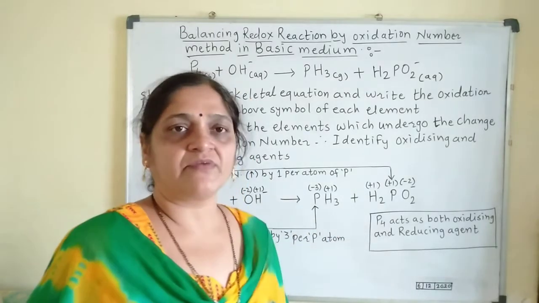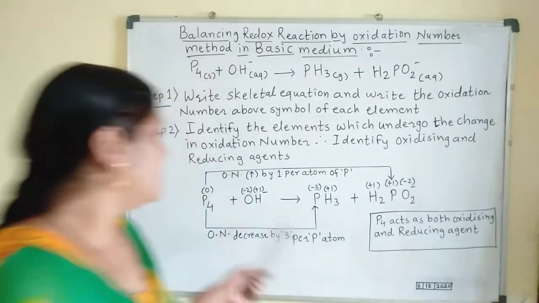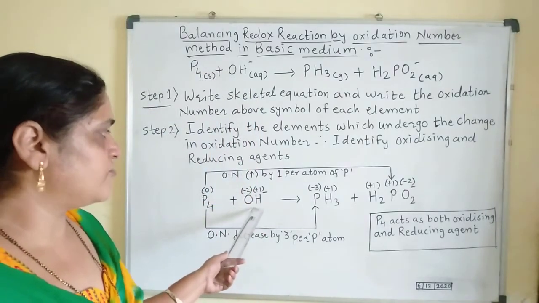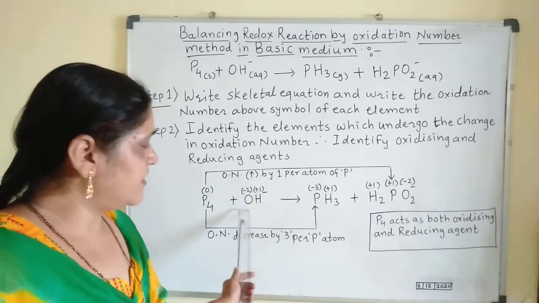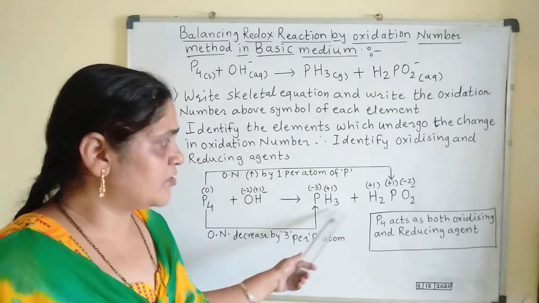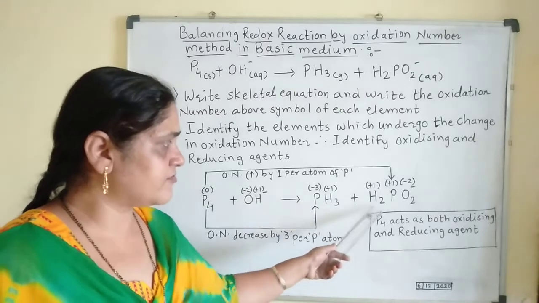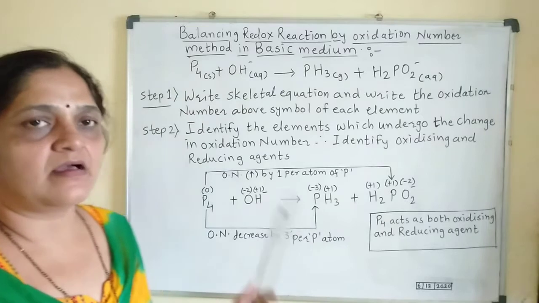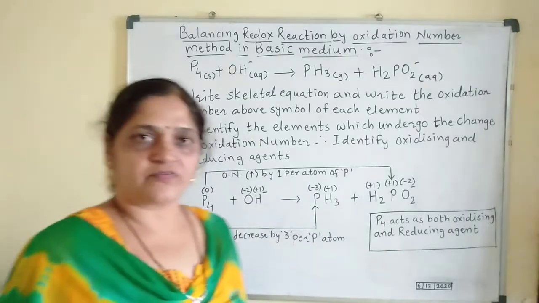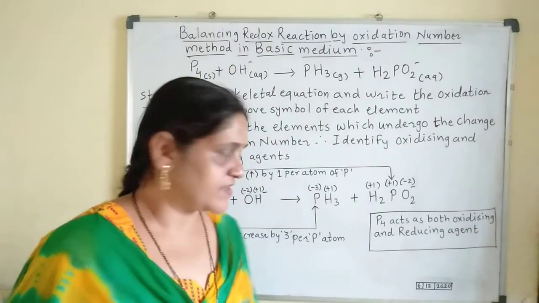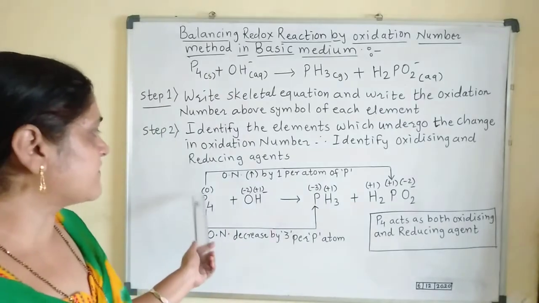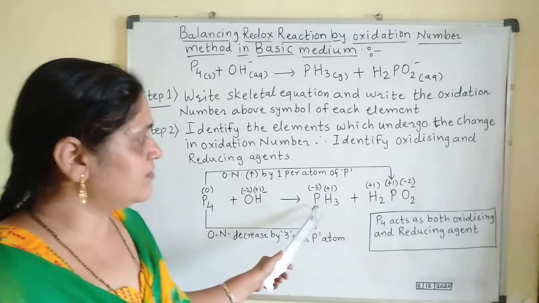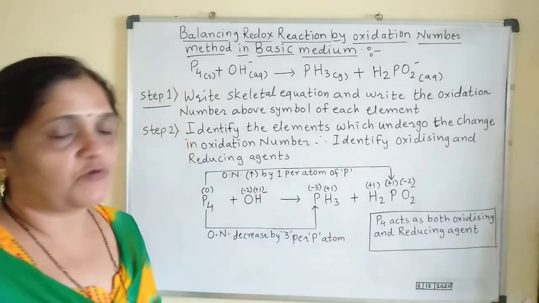Now we have to check where the oxidation number change is taking place. When we consider OH minus ion, here oxygen -2 and hydrogen +1. Same oxidation number you will find in product side also, for hydrogen +1, and for oxygen -2. So there is no change in the oxidation number of hydrogen and oxygen. Let us check for phosphorus. Phosphorus has on reactant side oxidation number 0 and on product side you are getting two products containing phosphorus.